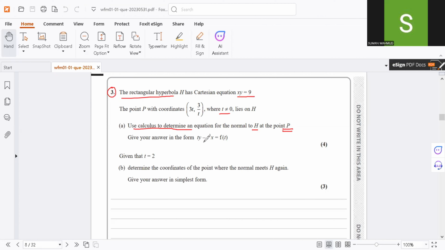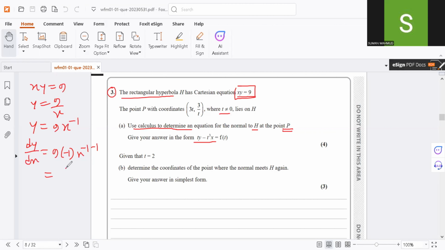Give your answer in the form ty minus t cubed x equals something. So by using calculus, at first we have to find the gradient. We have the equation xy equals 9, so make y the subject: y equals 9/x. So now we can write y equals 9x to the power minus 1, dy/dx equals minus 9 x to the power minus 2, so we can write minus 9/x squared.